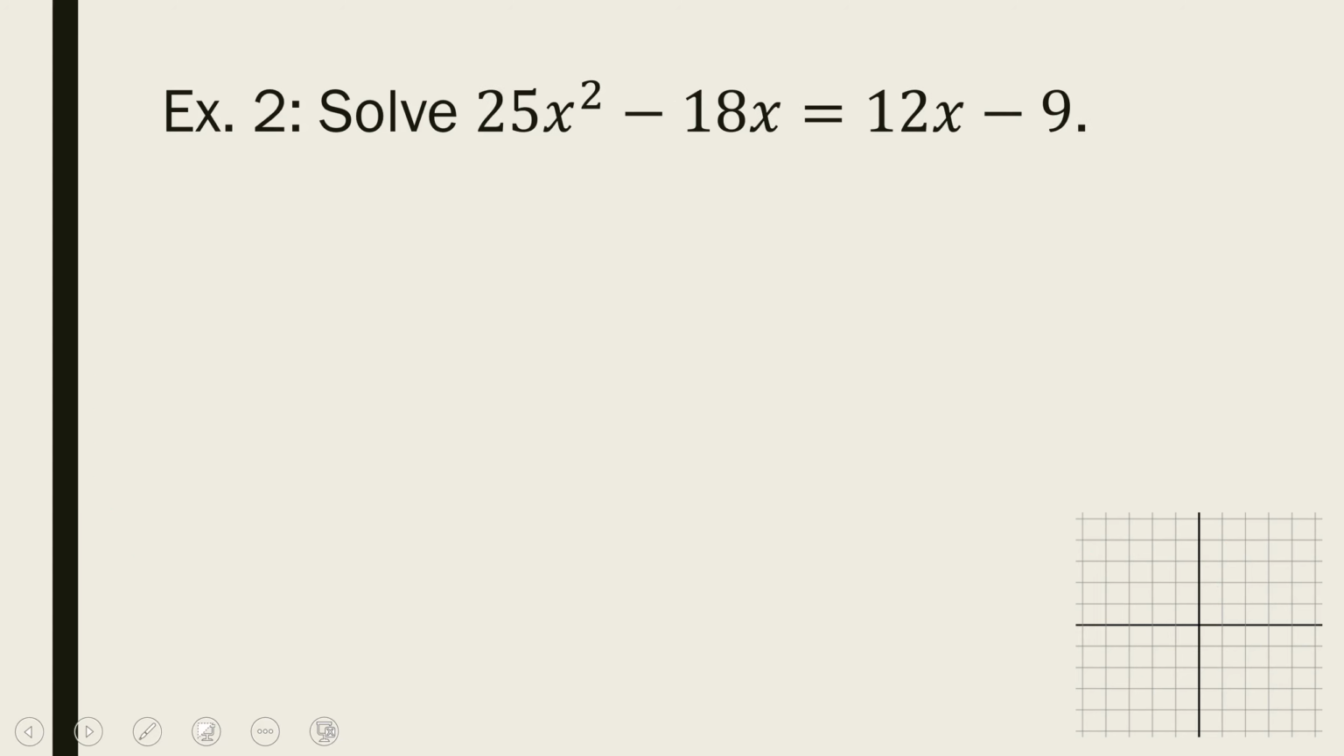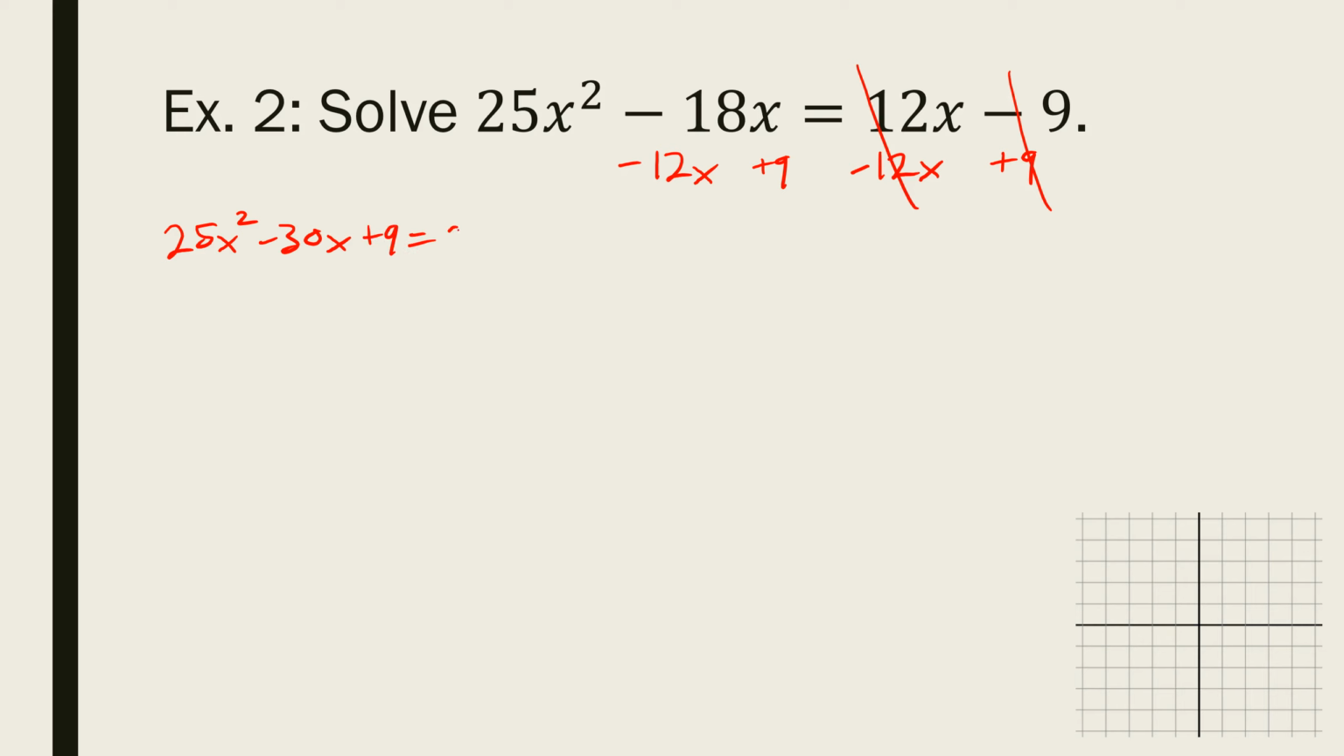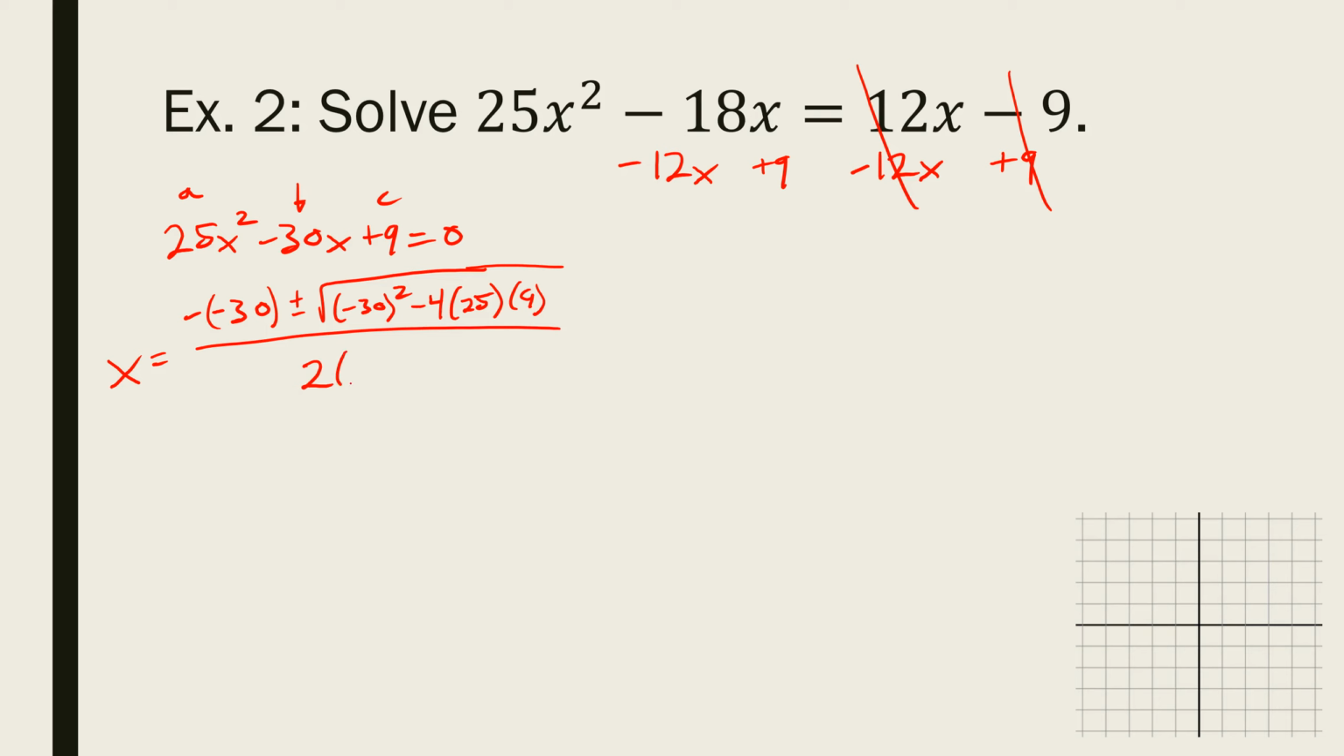All right, let's take a look at another example, and we'll start moving more quickly through this. Here, if I want to get a 0 on one side, I need to subtract 12x and add 9. That's going to cancel here, and my equation will be 25x squared minus 30x plus 9 equals 0. Okay, my a is 25, my b is negative 30, my c is 9. Let's plug into the quadratic formula. Negative 30 plus or minus the square root of negative 30 squared minus 4 times 25 times 9, all over 2 times a, which is 25.